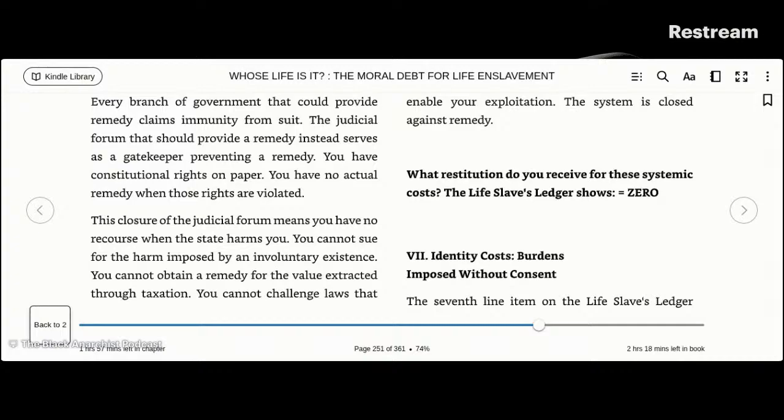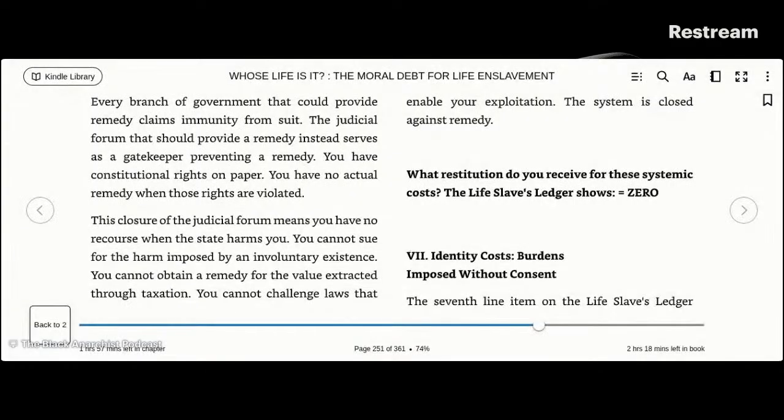You have constitutional rights on paper. You have no actual remedy when those rights are violated. This closure of judicial forum means you have no recourse when the state harms you. You cannot sue for the harm imposed by an involuntary existence. You cannot obtain a remedy for the value extracted through taxation. You cannot challenge laws that enable your exploitation. The system is closed against remedy. What restitution do you receive for these systemic costs? The Life Slaves Ledger shows zero.